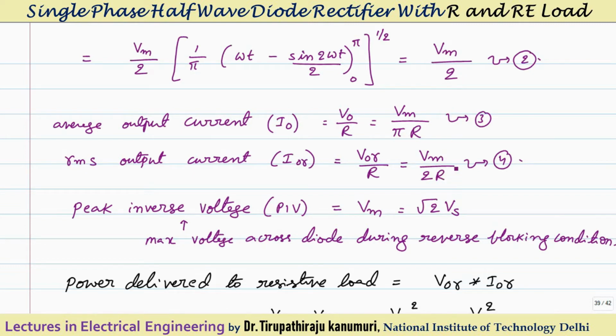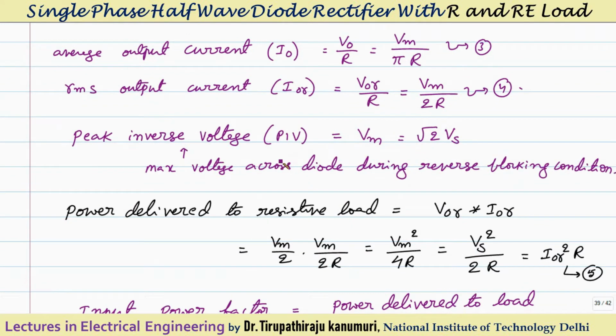Now peak inverse voltage. Peak inverse voltage is the maximum voltage across the diode during the reverse blocking condition. Based on this we can decide what voltage withstanding capability my device requires. Currently we are discussing diodes, and in future we are going to discuss SCR and other devices. There will be an upper limit up to how much voltage they can withstand, so accordingly we can select the device. So peak inverse voltage is a very important parameter.